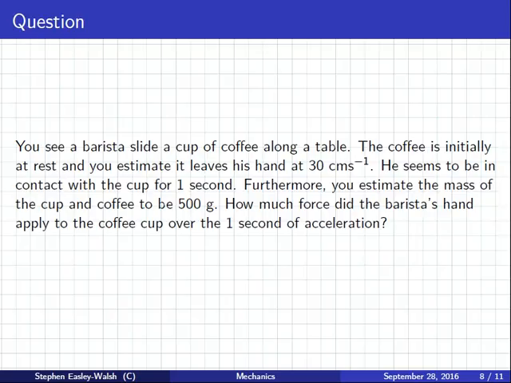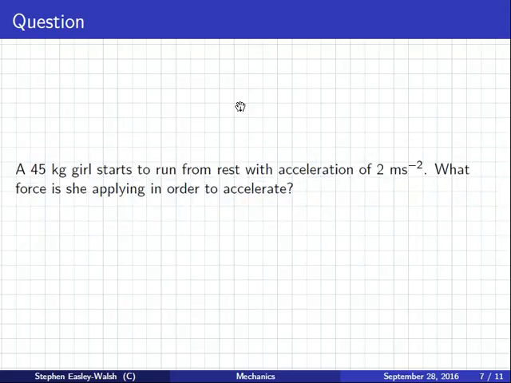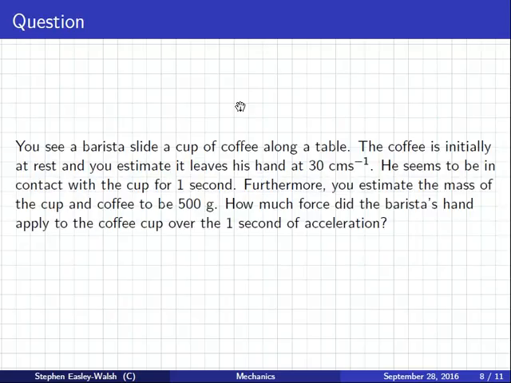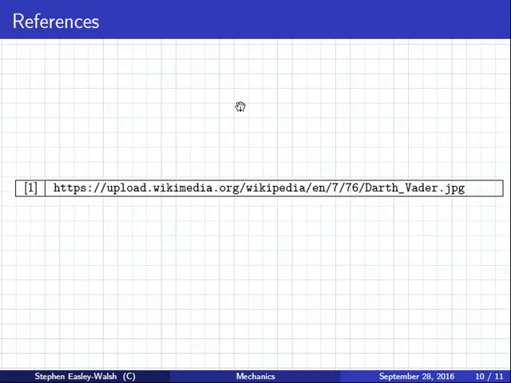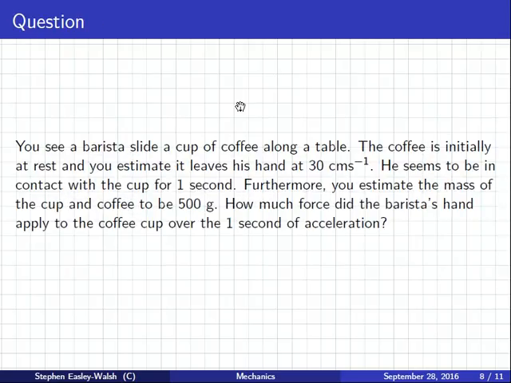Okay, so that first one is not really a question. It's this one here now that gets a bit more interesting. So we have 2 examples to do. You don't have to write all this text down, but if you could write down the information. So here you see a barista slide a cup of coffee across the table. The coffee is initially at rest, okay, and then leaves the hand at 30 centimeters per second.